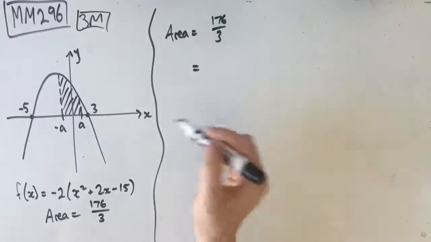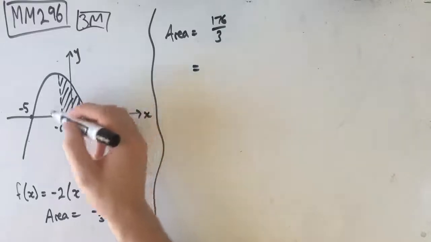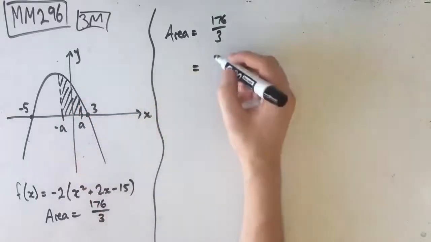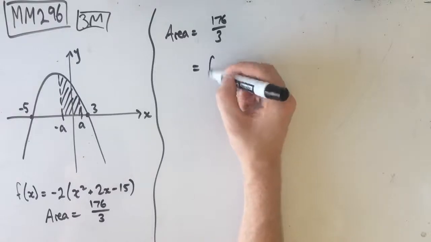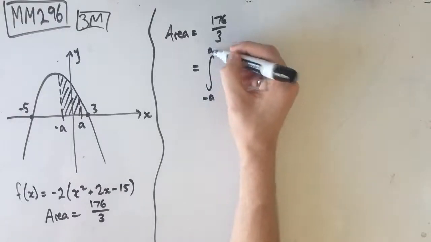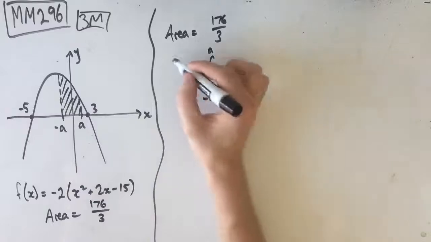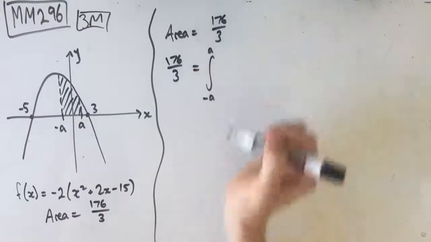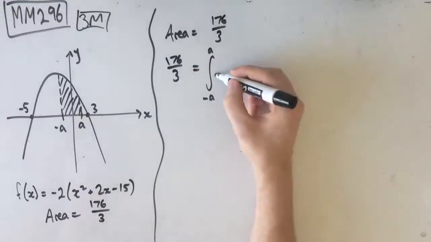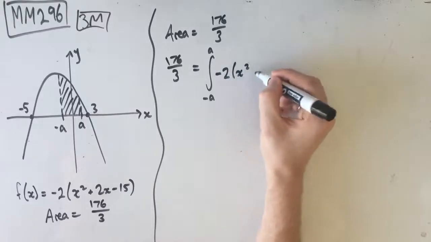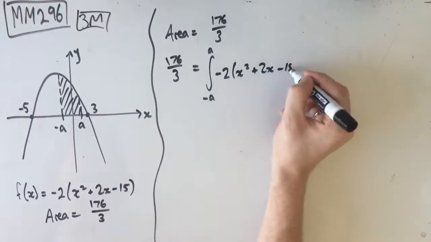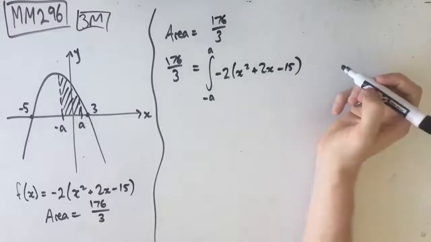And to find the shaded area under a graph, we obviously use our integration. So our integral from negative a to a, so from here to here, is equal to 176 on 3, like the question tells us, of negative 2x squared plus 2x minus 15. Awesome.